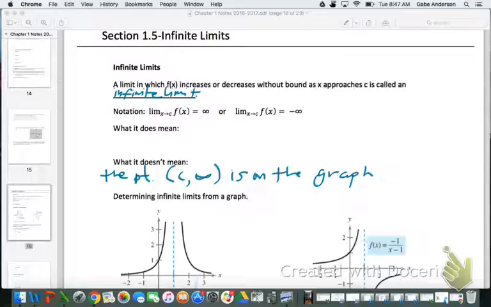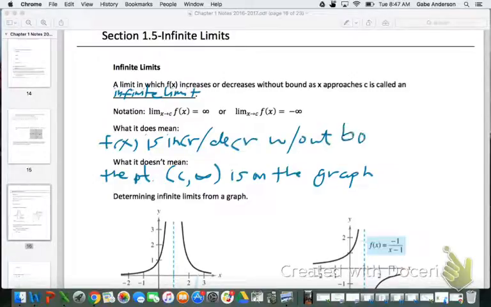What it actually does mean is that f of x is increasing or decreasing without bound. You can see it on the bottom of your notes. You've got a couple of graphs there. On the left, as we get closer and closer to 1, it looks like we're increasing without bound. On the right, a similar pattern. What's the commonality? What is associated with both of those graphs?